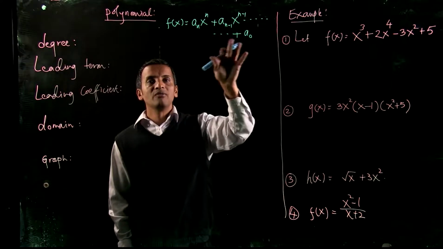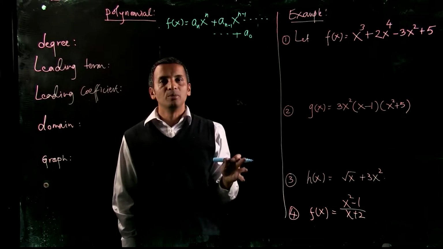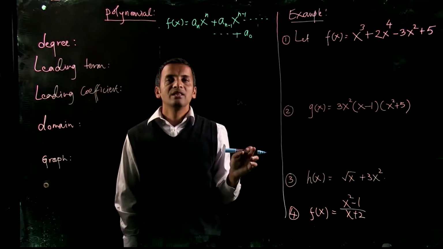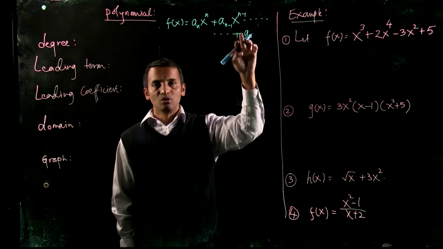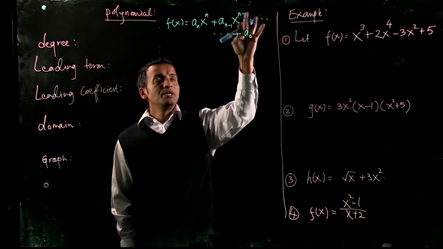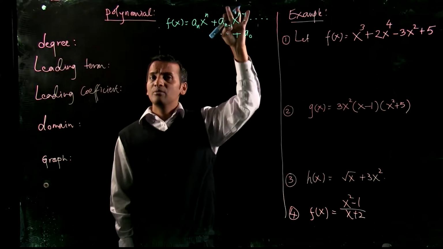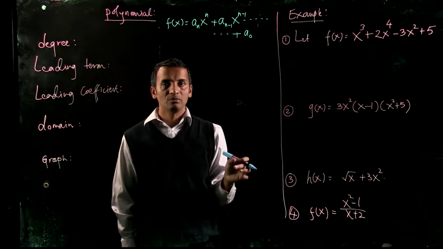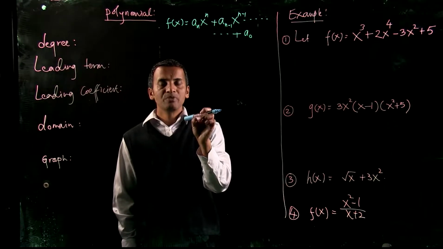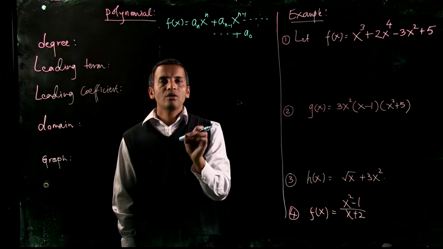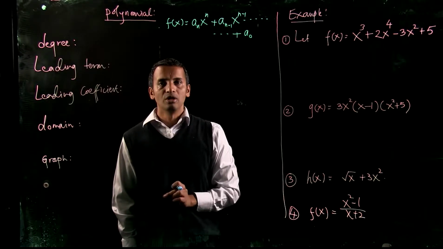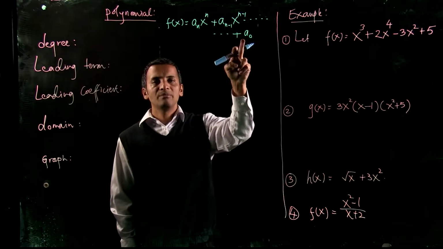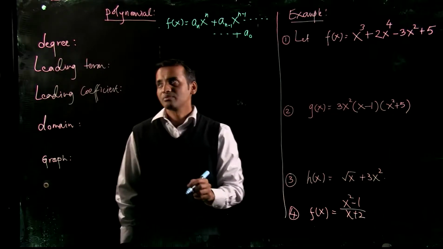So this is a polynomial function. There is no x in the denominator. All the exponents are whole numbers that are positive or 0. If you have x to the negative 1, it is not a polynomial. If you have x to the 1/2, it is not a polynomial. So the exponent must be either 0 or a positive whole number. But the coefficients can be any numbers. We'll see that later.